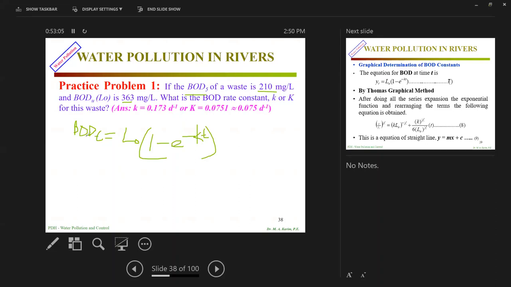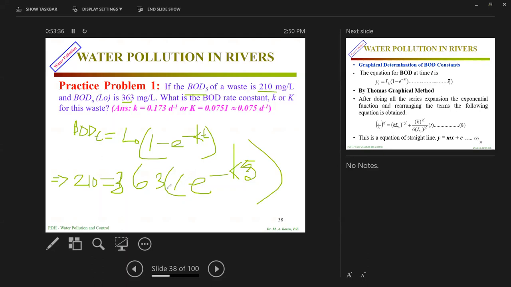Now BOD5 is given to us, right? BOD5 is 210, so 210 is equal to L0, which is given as 363, times (1 - e^(-k·5)). Then t is equal to 5, because the 5-day is given. So this is the equation, and now the only unknown is k.